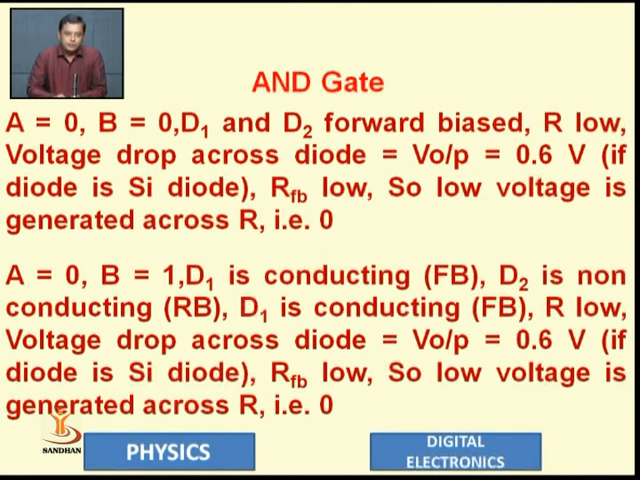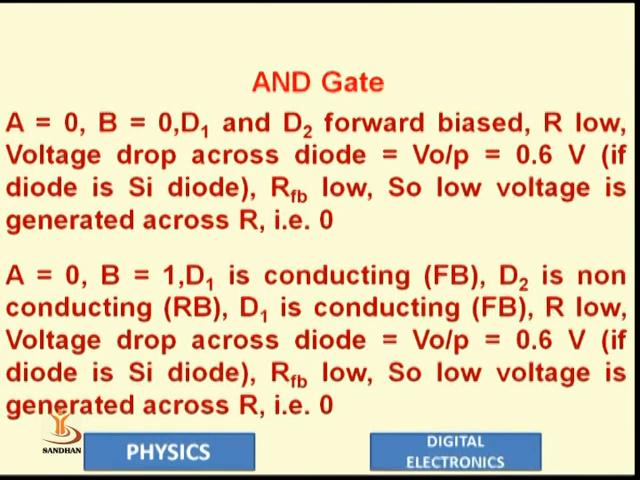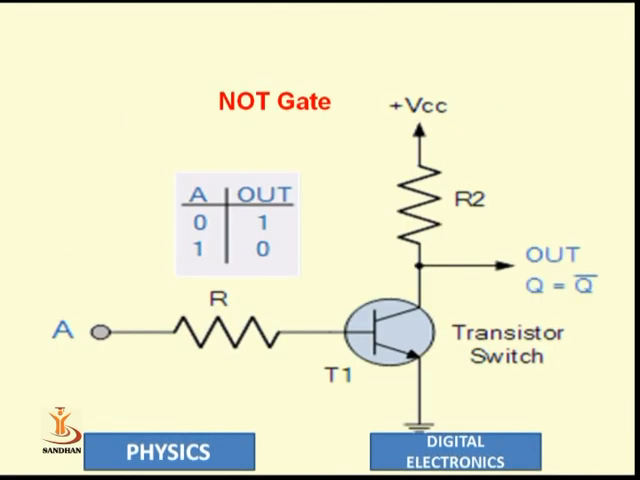For 0, 0, such steps are there. For 0 and 1, diode D1 will conduct but diode D2 will not conduct. So resistance is low. Another case, resistance is low. So in this case we are able to understand the basic mechanism of an AND gate.